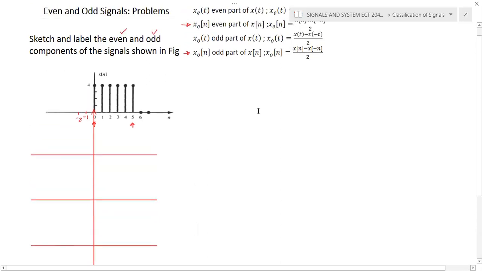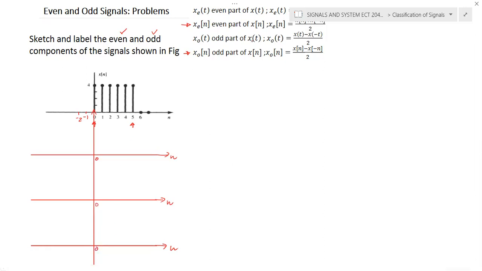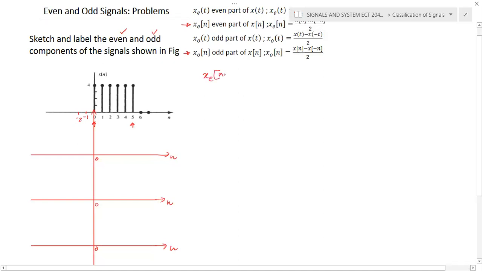So we need 2 or 3 graphs to perform this particular question. This x-axis is written as n, and this is the 0 point. So first we need to find xe of n. Xe of n is written as x of n plus x of minus n, divided by 2. So this is the formula.